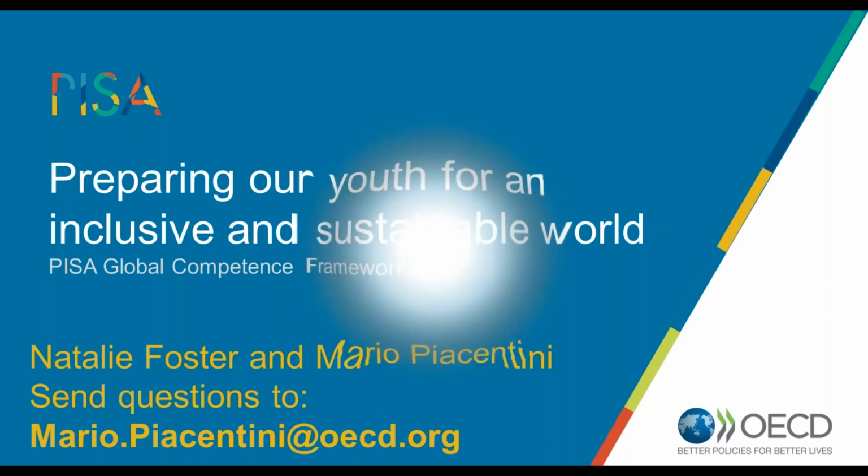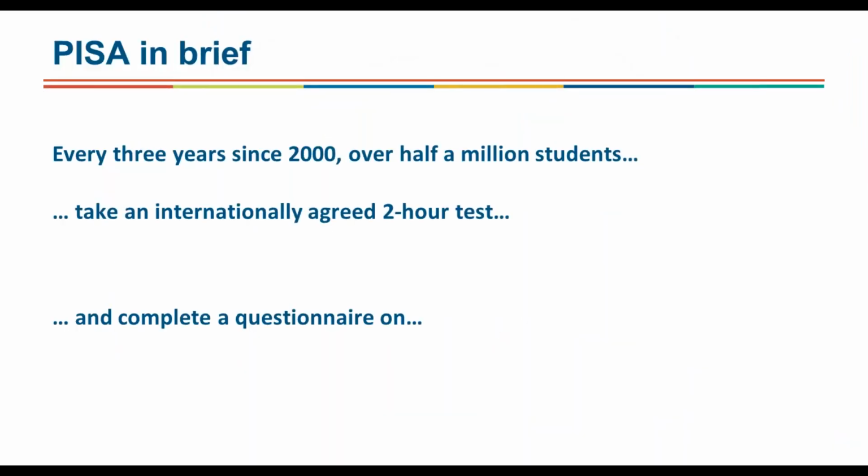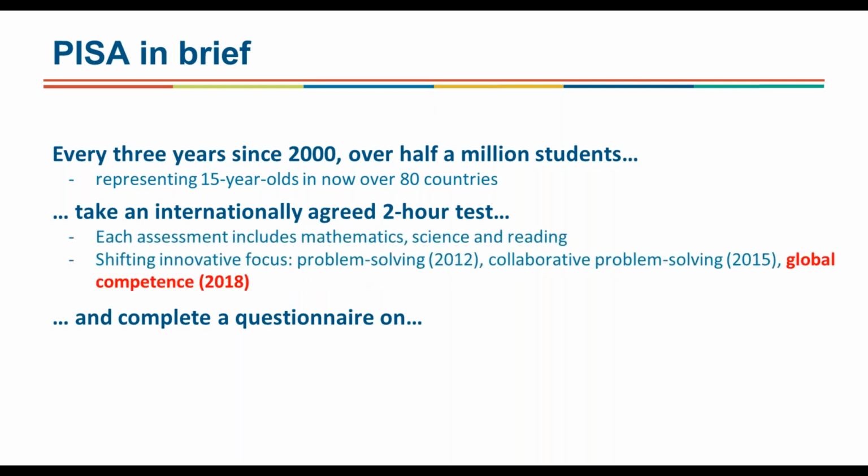I'll begin with some context on PISA, in case people are not sure what PISA actually is. PISA is the Programme for International Student Assessment, and it's an assessment that takes place every 3 years since 2000. We assess over 500,000 students, and they take a 2-hour test and complete a questionnaire. The students that we assess are 15-year-olds, so those nearing the end of compulsory education in their countries. And there are now over 80 countries who participate in the PISA assessment. The assessment normally covers the core subject areas of maths, science, and reading.